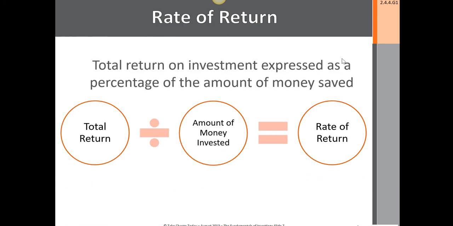All right, we're going to talk about a couple terms here. First thing is rate of return. Okay, total return on investment expressed as a percentage of the amount of money saved. Okay, so your total return, let's say you made $50, divided by the amount of money you invested, so $100, equals your rate of return.